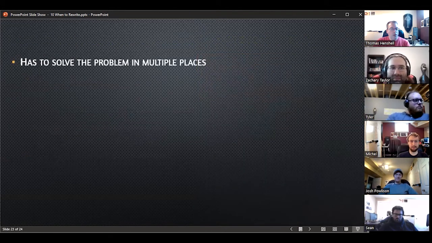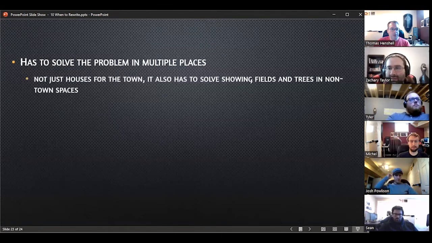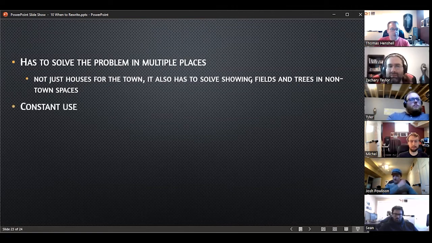Okay. So a good solution has to solve the problem in multiple places. If you're going to rewrite and look for that ROI, it has to solve the problem in multiple places. So not just houses for the town, it also has to solve showing fields and trees and non-town spaces. It has to have constant use. So what is constant use? It's frequency of use, right? So if it's a small little area and nobody really touches that, it's just one thing, then that doesn't need to be rewritten. We can put up with the stink over there because it's far from where everybody's walking.